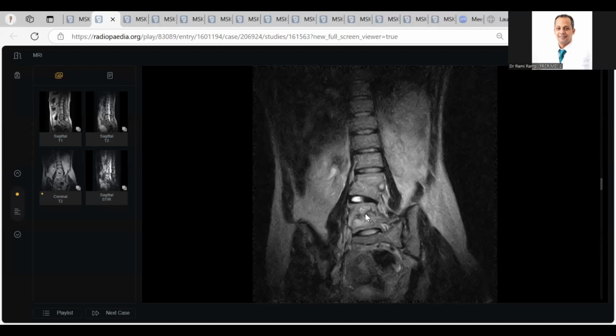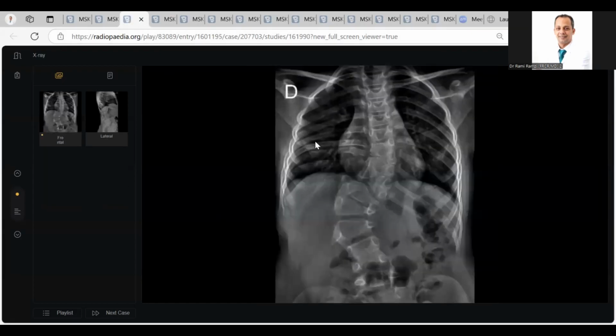What is your management? I will inform my findings to the referring physician, and aspiration for cytology and culture would be recommended, and referral to the orthopedic MDT would be advised for further management. Okay.